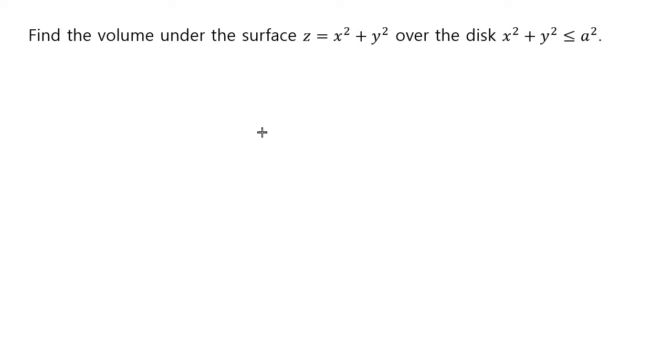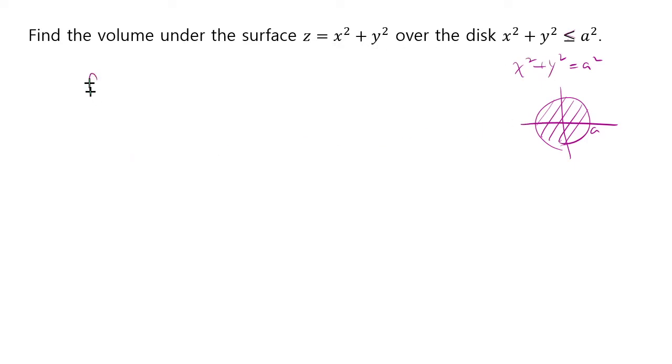Find the volume under the surface z equals x squared plus y squared over the disk x squared plus y squared less than or equal to a squared. Well, if you say x squared plus y squared equals a squared, that's a circle of radius a, right? And if you say less than or equal to, that's the interior of this disk. Find the volume under the surface z equals x squared plus y squared over this disk.